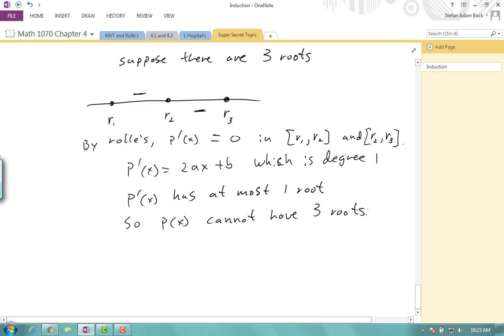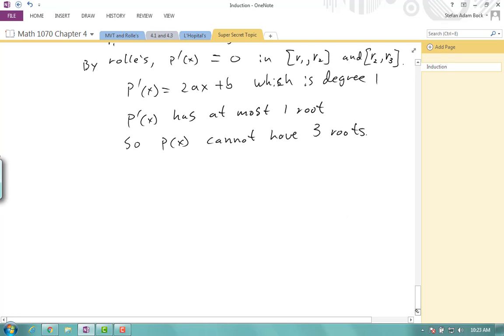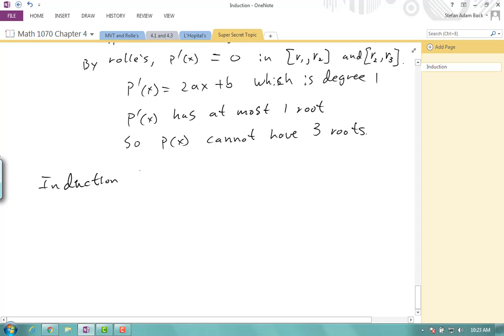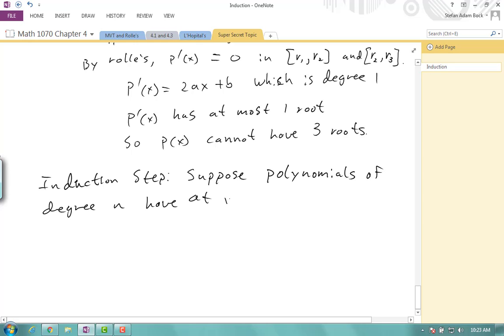And I think this is what my induction step is going to look like. I'm going to try to take my derivative, I'm going to have something true about Rolle's theorem, and then I'm going to get some kind of a contradiction. So we'll do the induction step. We'll suppose polynomials of degree n have at most n roots, for every n up to k. So I've verified it up to polynomials of degree k. So let's suppose we have a polynomial of degree k plus 1.